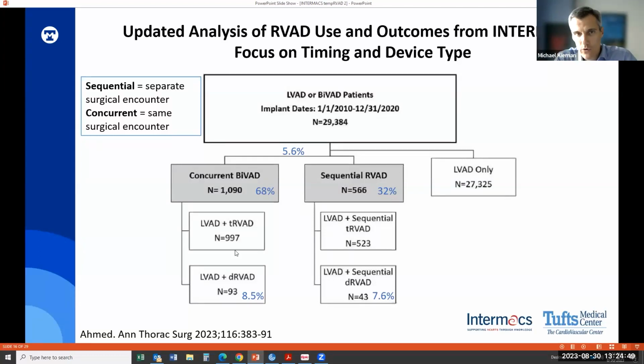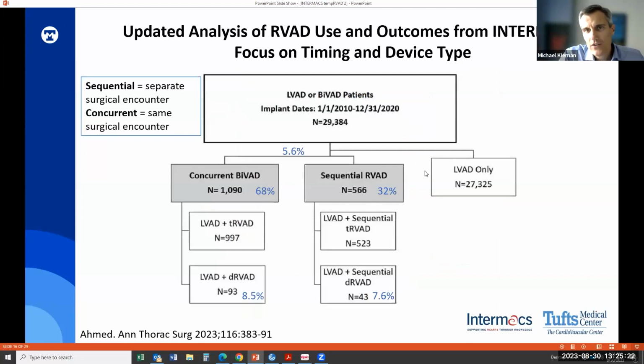So they left the operating room and went back. And then the vast majority of devices in either arm, whether they returned or received it at the index operation, were temporary devices, with a smaller proportion durable, 8.5% and 7%. So just around 8% of patients received a durable device. And that means a HeartMate 3 or an HVAD. It could have been an HVAD in this cohort as well, in both the right and left-sided position.